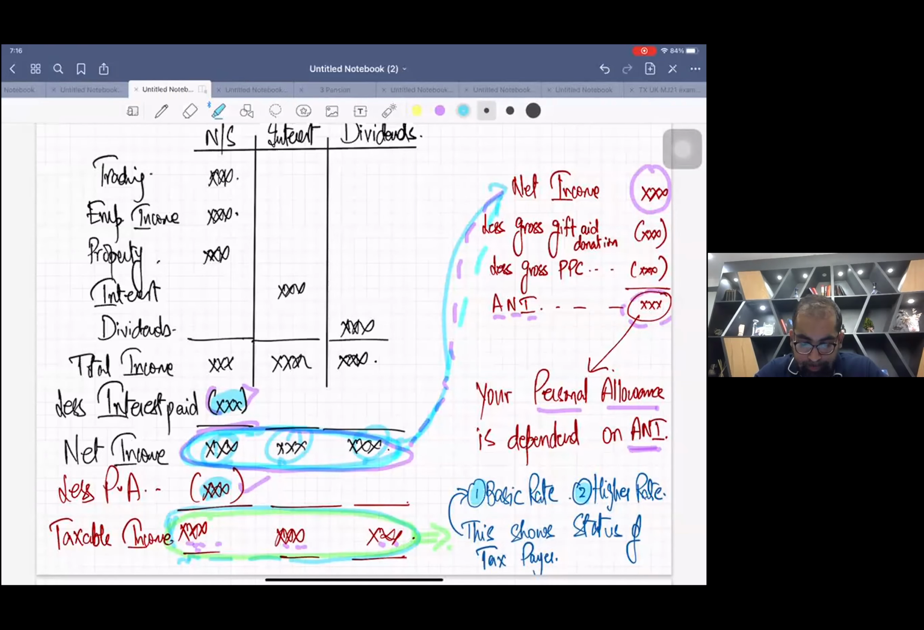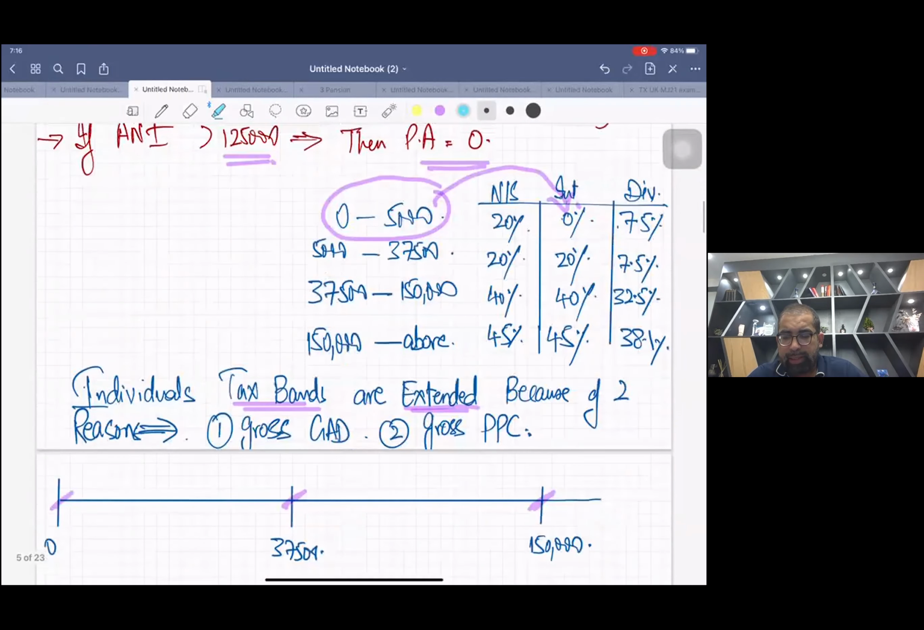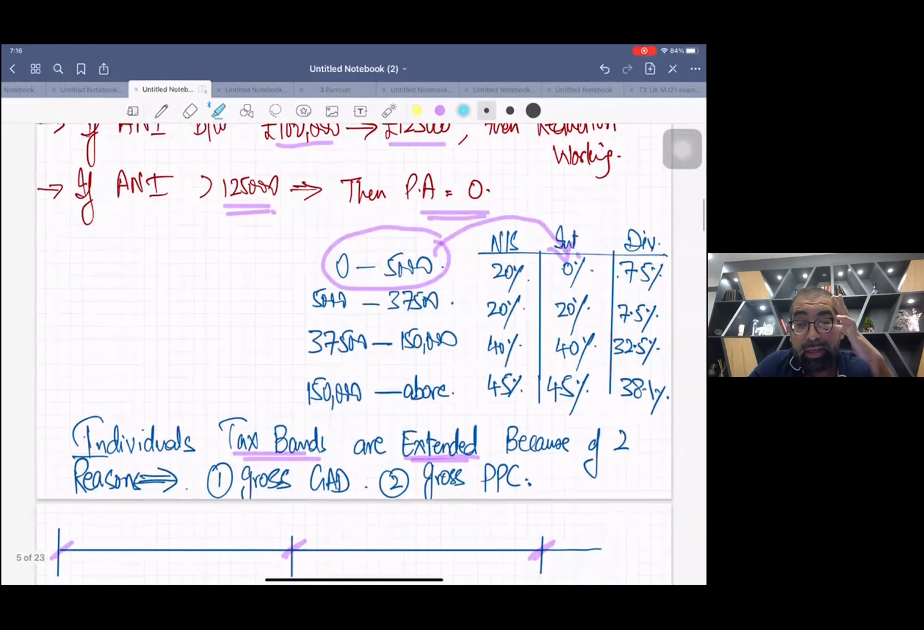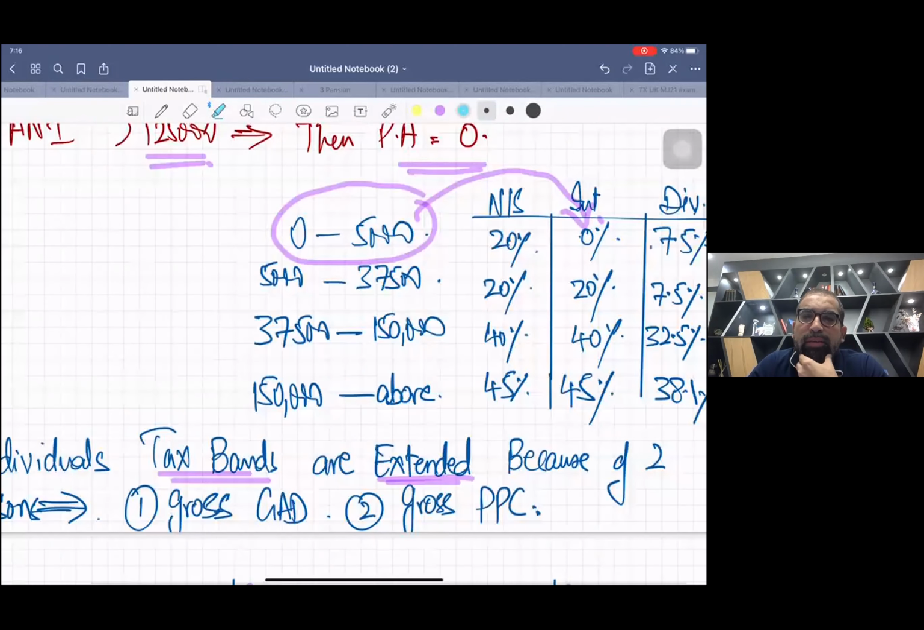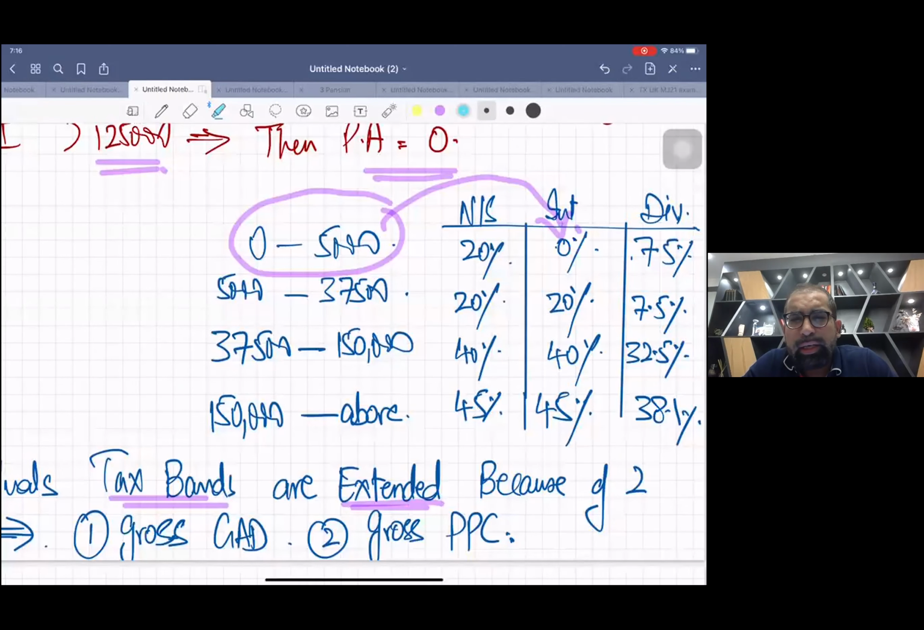Okay. Now these are the tax rates. These will be given to you in the examination as well. I have broken down the 0 to 37,500 into 0 to 5,000 as well. Normally in majority cases you don't need to break it out like this. In normal situations your bands are 0 to 37,500 the first band, then 37,500 to 150,000, and then 150,000 and above.